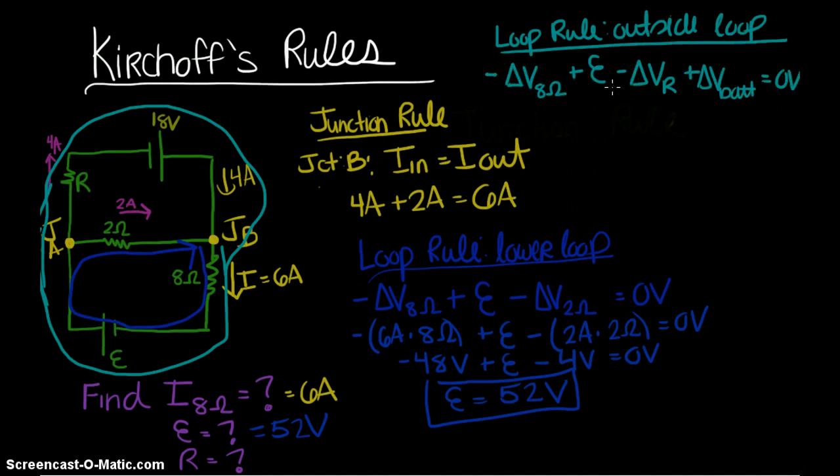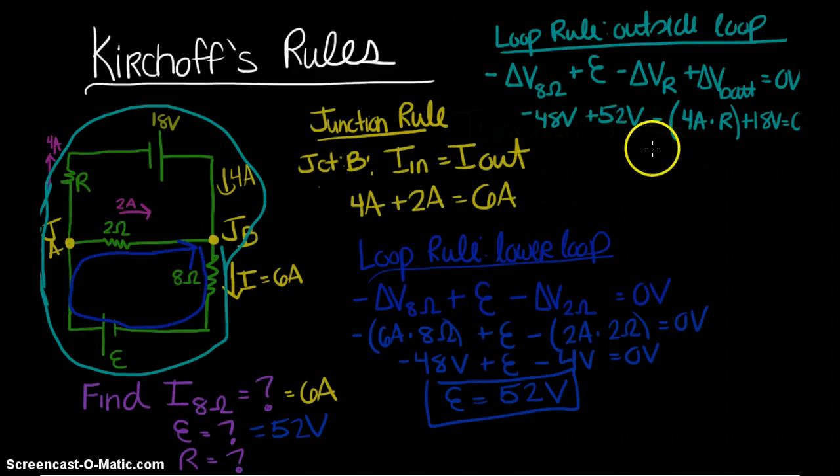We've actually solved for a lot of things we need here already. We already know the delta V across the 8 ohm resistor that was found earlier to be negative 48 volts. The EMF of the battery is 52 volts. The delta V across the unknown resistor, okay, that one we don't know. But we do know the current through it, which is 4 amps. And we're going to multiply that by our unknown resistor. And we know the delta V across that top battery, it's 18 volts. So all of this should give us a sum of 0.